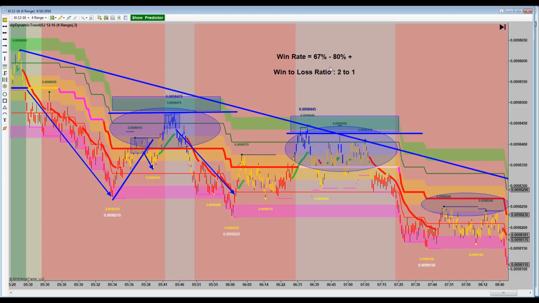If you're trading, let me ask you this question. If your win rate is 50% and your win-loss ratio in terms of the dollar or tick value of your winners is 1 to 1, are you going to make any money?